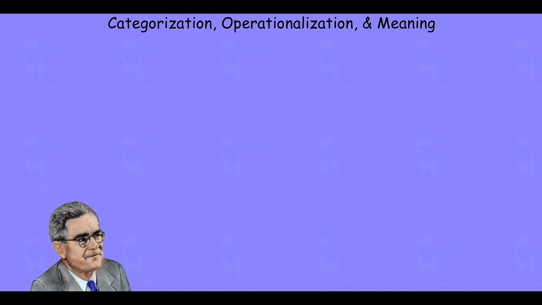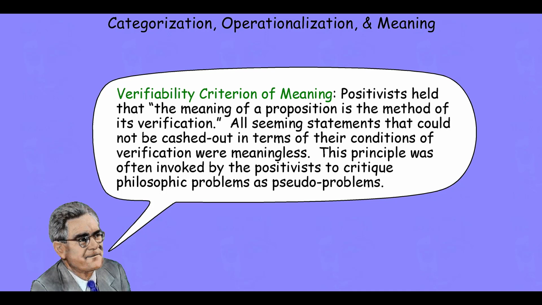The next doctrine we want to use to understand logical empiricism is its most famous or infamous attempt to understand meaning, the verificationist criterion of meaning. Early positivists held that the meaning of a proposition is the method of its verification. All seeming statements that couldn't be cashed out in terms of conditions for their verification were meaningless. This principle was often invoked by the positivists to critique philosophic problems as pseudo-problems.